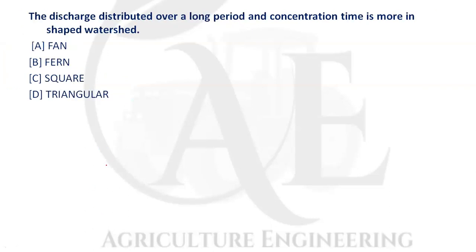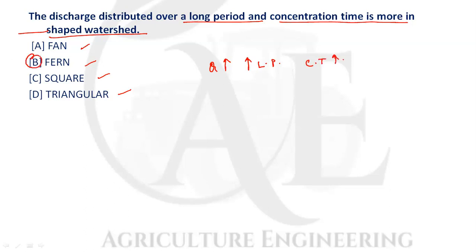Next question. The discharge is distributed over a long period and the concentration time is more in dash shaped watershed. So here they are asking the watershed shape. When the discharge is distributed over a long period of time and the concentration time is also longer, it should be a fern shaped watershed. So option B is the correct answer.